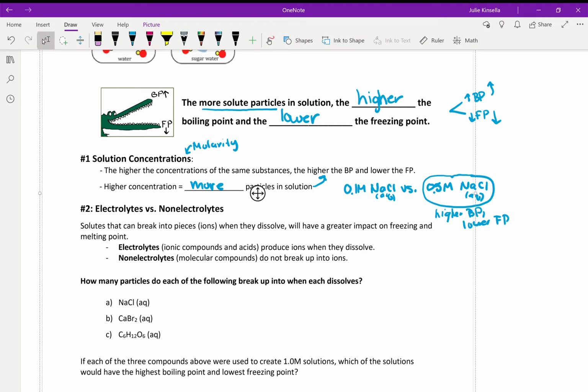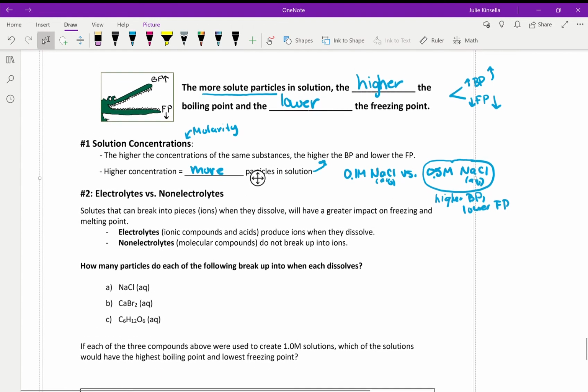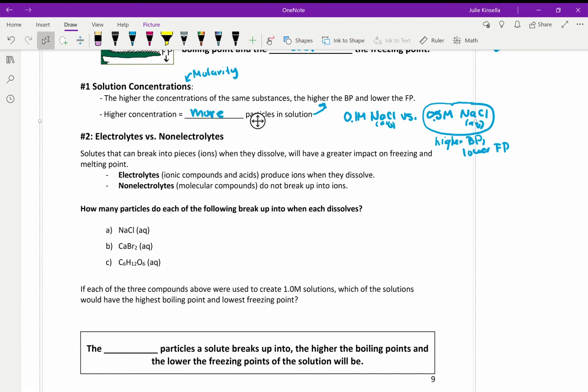All right, if we move on to the last little part of this, it's not just molarity that has an effect, but also how many particles a compound will dissolve or ionize into when placed into the solvent.